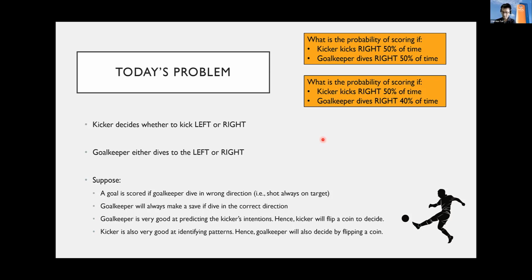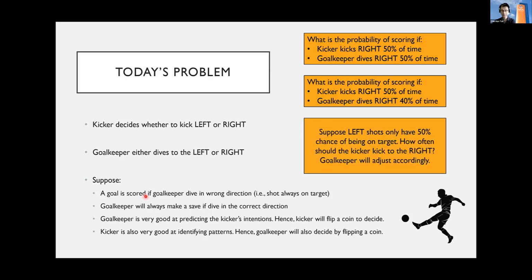Okay, and the last question that I would like you to think about is, suppose that our kicker is very good at kicking to the right, but not as good at kicking to the left, such that if he or she kicks to the right, there is a 100% chance that the shot is always on target. So then it depends on whether the goalkeeper correctly guessed the direction, that's all. But if our kicker kicks to the left, then there is only a 50% chance of that shot being on target, which means that there's a 50% chance that we will still not score a goal, even if the goalkeeper was to dive in the wrong direction.